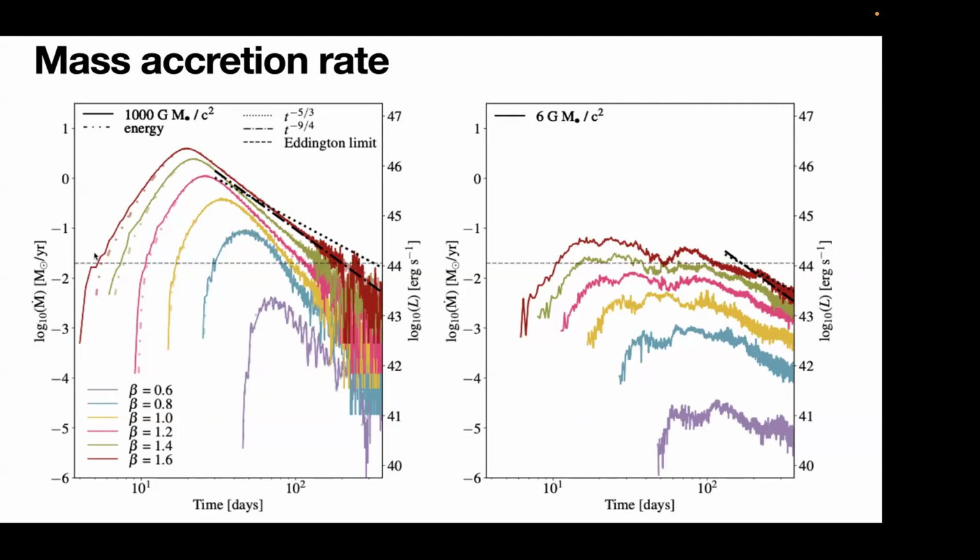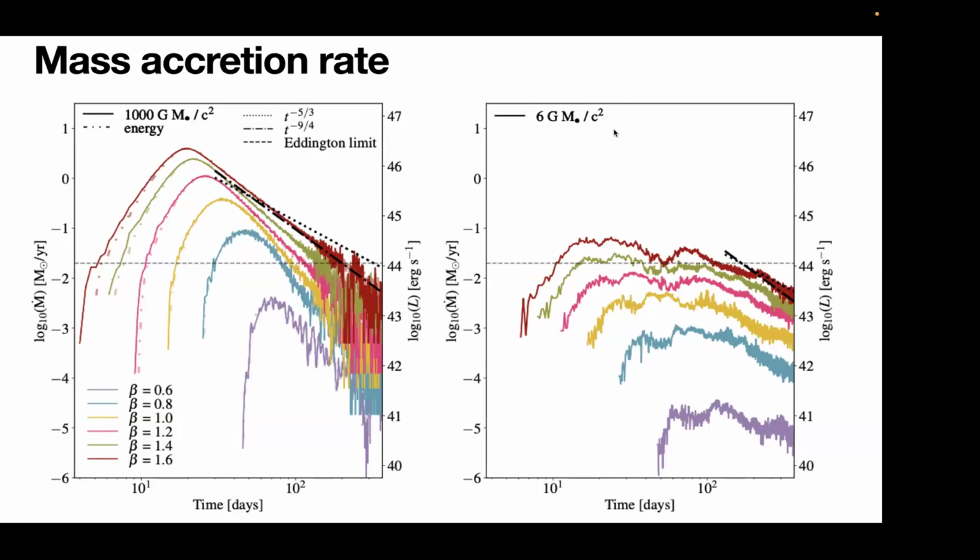What's interesting is that for our simulations with beta value greater than 0.8, the material can have a mass fallback rate greater than the Eddington limit, which is given by the dashed line here. In TDEs, it was initially theorized that they would have a fallback rate of t to the minus 5 thirds, which was initially used for detections. And we see that for most of our TDE simulations, they are actually steeper than t to the minus 5 thirds.